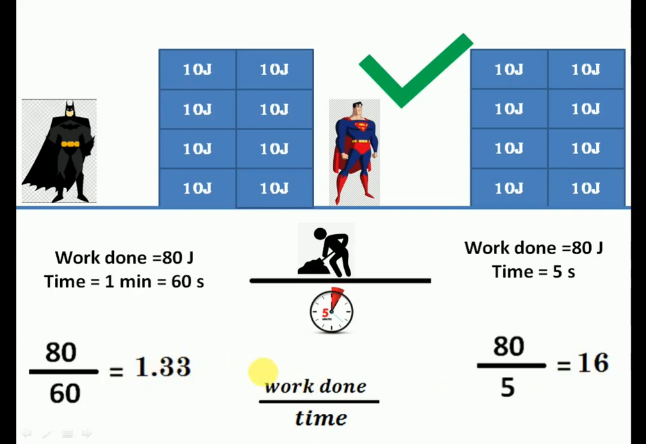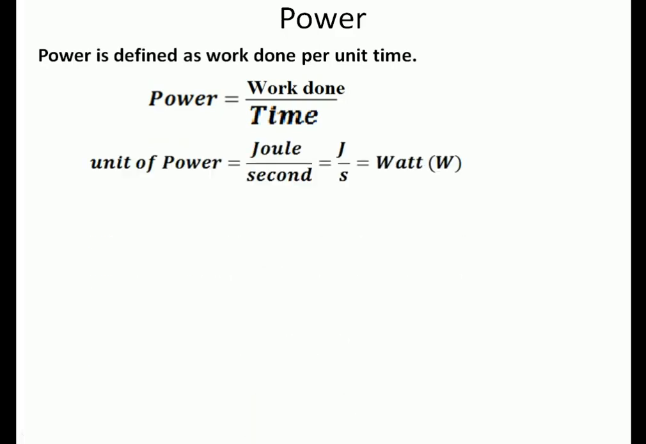So we can represent power by dividing work done by time. The number we get is the power. So power is work done per unit time, work done divided by time. So for the unit, I have to write the unit of work done out here, that is joule, and time is second, so joule per second. Another unit for joule per second is watt. Capital W is the symbol for watt. So watt is the unit of power.